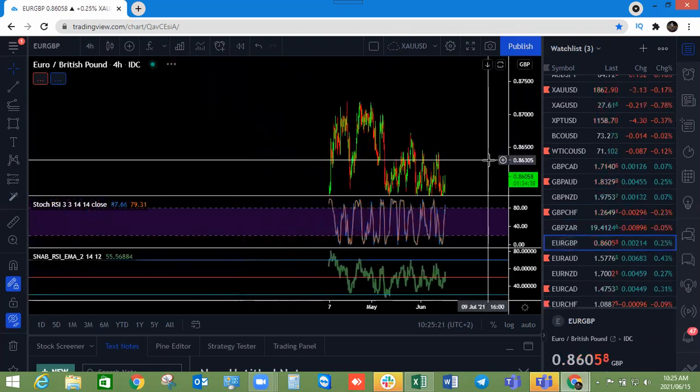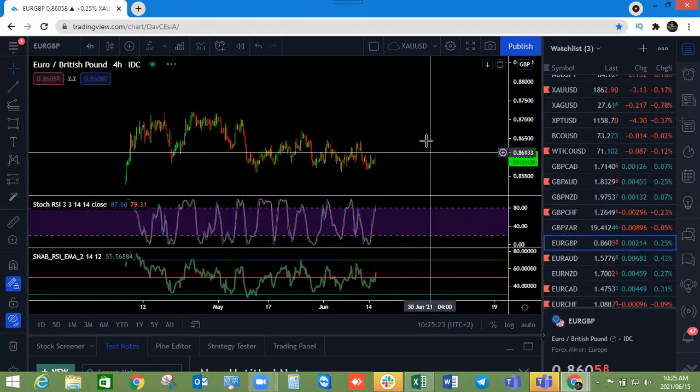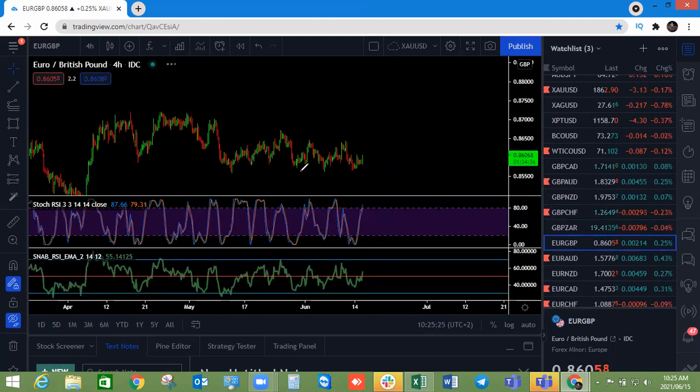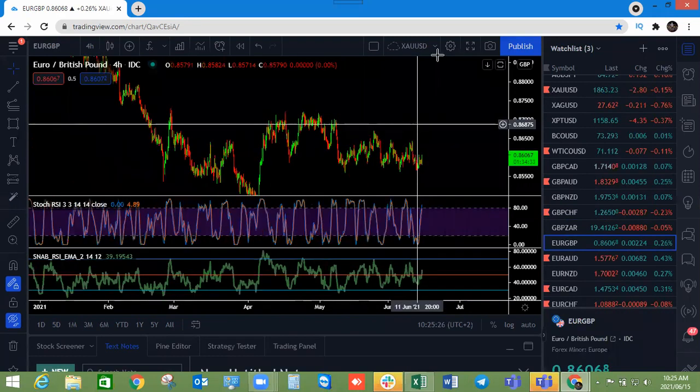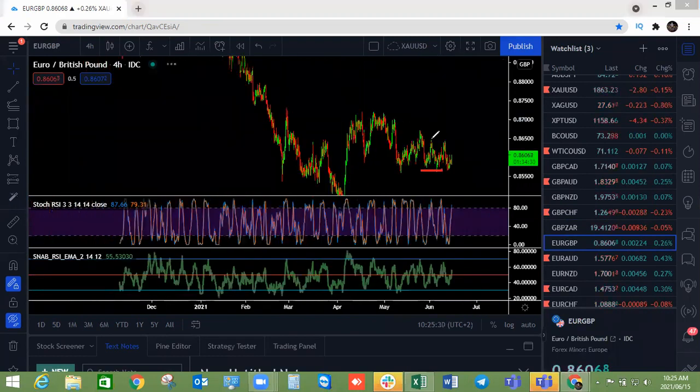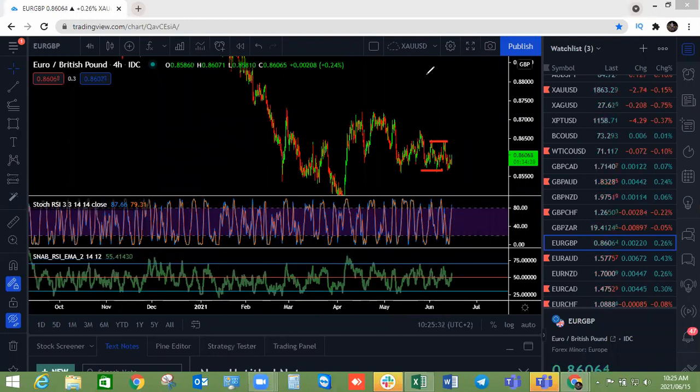Euro pound. We're still waiting for it to bounce as follows. We've got to move up in 3 waves. One, two, three. Is this the end, or can you still push down here, make a bounce here like that? So wait for it to make a bounce there.